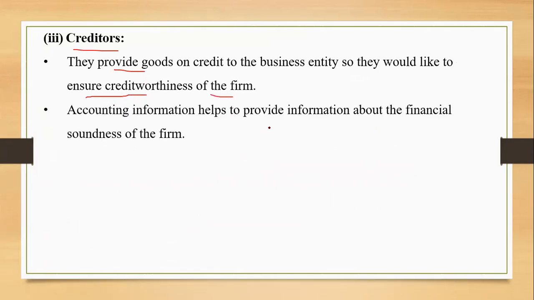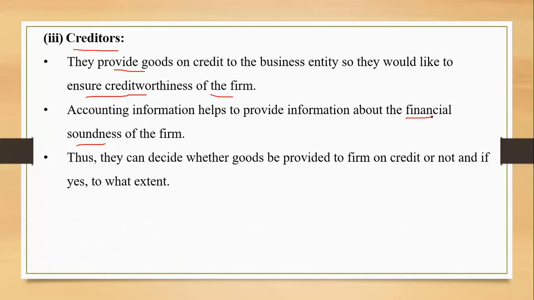Accounting information helps to provide information about the financial soundness. Okay, with the help of the balance sheet and all, the creditors will come to know about the financial soundness, कि company के पास कितना receivable है, कितना payable है. Accordingly, they can take the decision whether to supply the goods in future or not. Okay, they can decide whether the goods be provided to the firm on credit or not, and if yes, to what extent. These all decisions can be taken by them only when they have some accounting information with them.